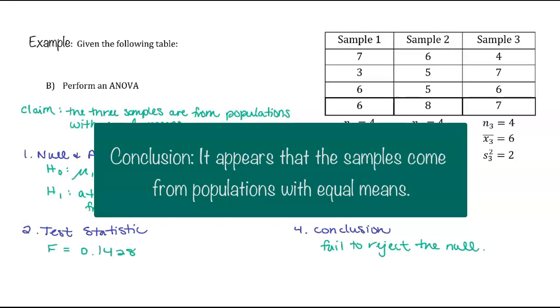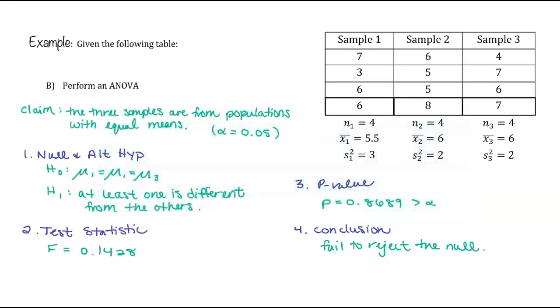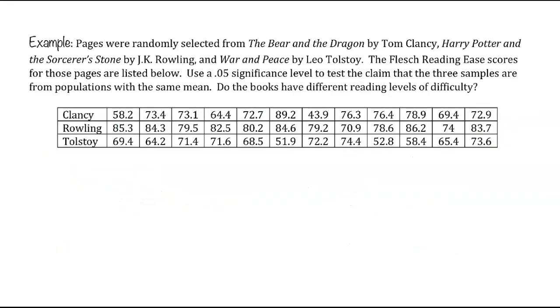Let's take a look at a second example, and we'll run straight through the hypothesis test without calculating the test statistic by hand. Here, the data that we are given is scores for levels of difficulty with different samples of reading materials. The samples here are from The Bear and the Dragon by Tom Clancy, Harry Potter and the Sorcerer's Stone by J.K. Rowling, and War and Peace by Leo Tolstoy. We're going to see if these three books have different reading levels or if they are in fact the same. And we'll do this by running an ANOVA.